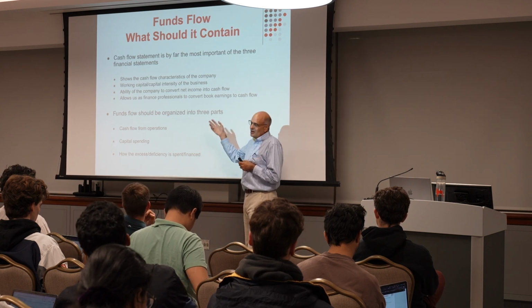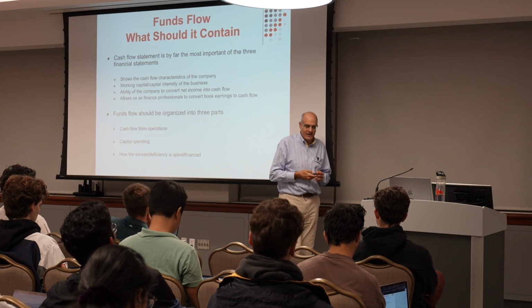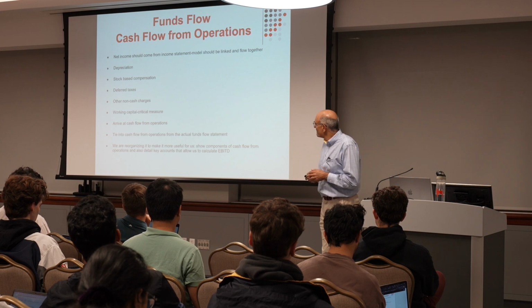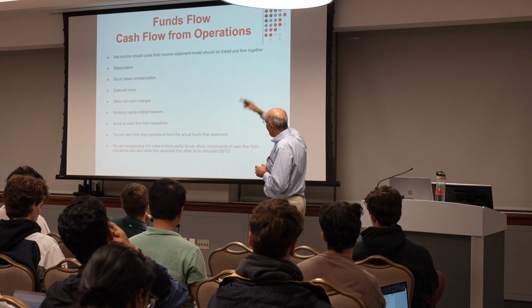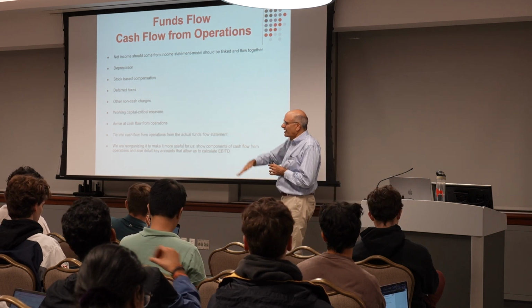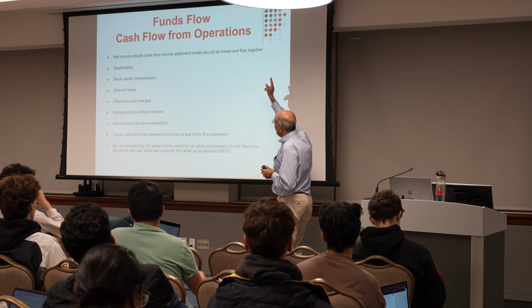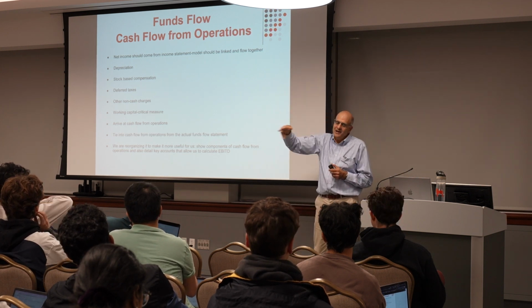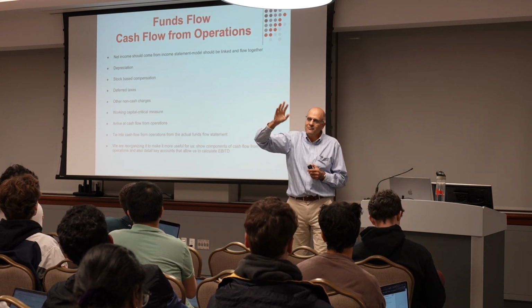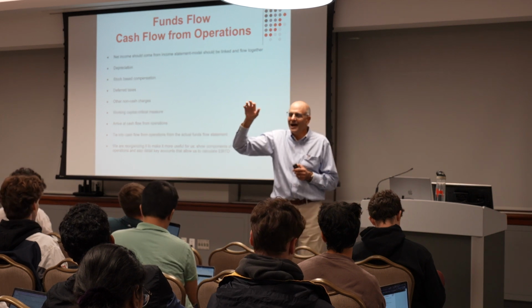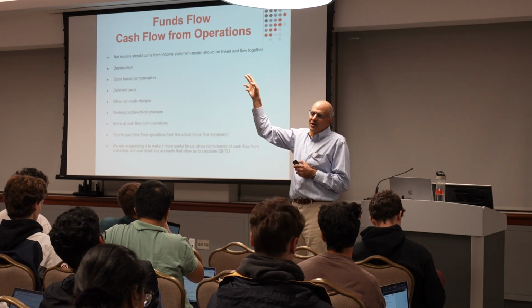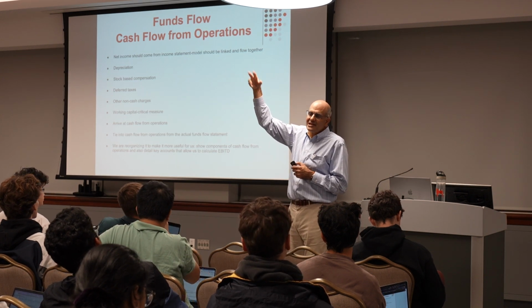So cash flow from operations, this is the first part. We always start with net income, right? This comes from the income statement, right? So if we were forecasting 25, our first cell would be plus G25, which is our net income forecast, right? This is the linkage between the income statement and the cash flow statement.